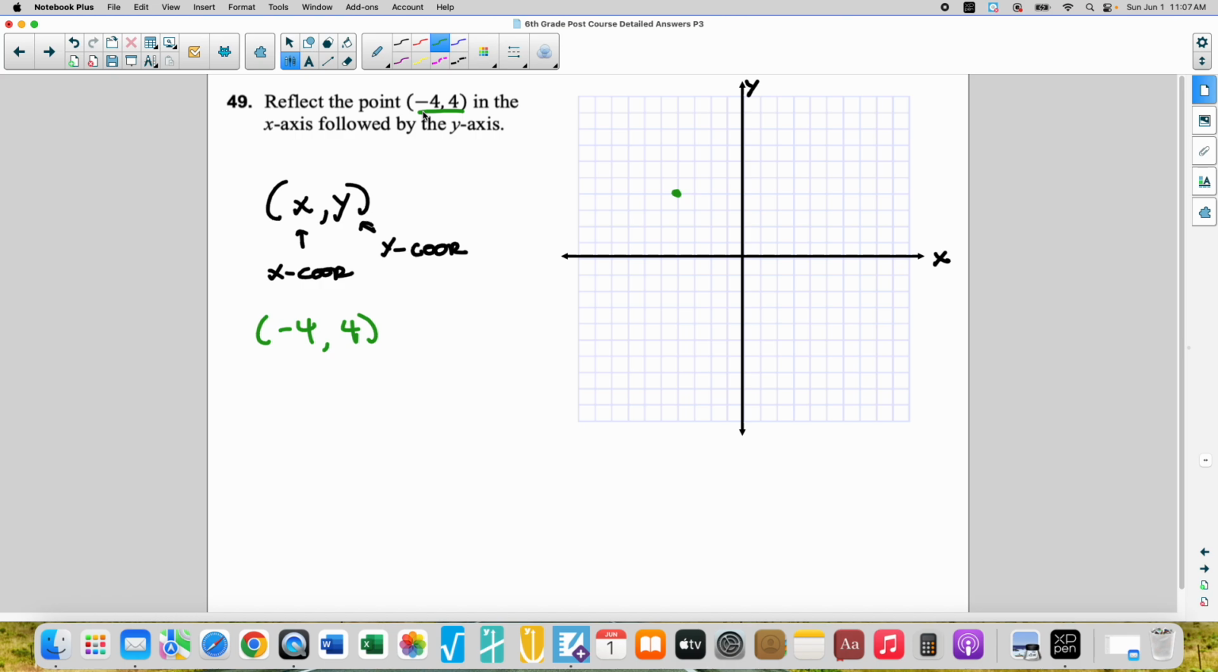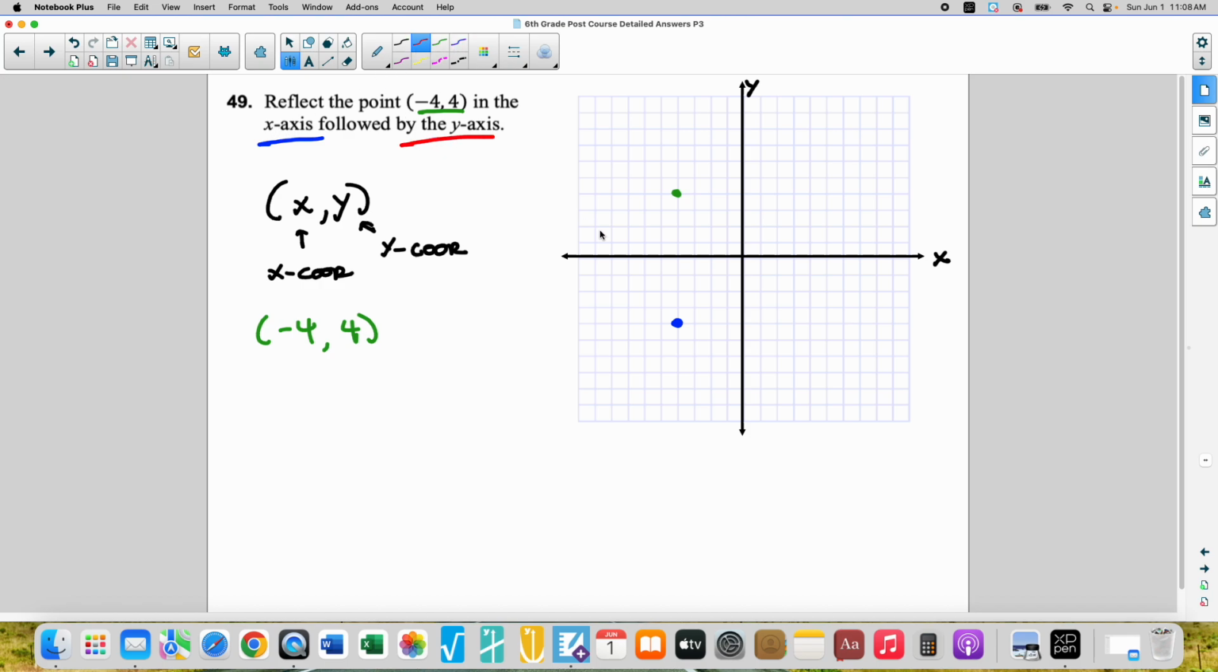Now we're going to reflect this point in the x-axis followed by the y-axis. So we're going to reflect it over the x. This is x. So we're going to take this distance and reflect it over the x. So it's 1, 2, 3, 4, 1, 2, 3, 4. So this is the point after reflecting over the x-axis.